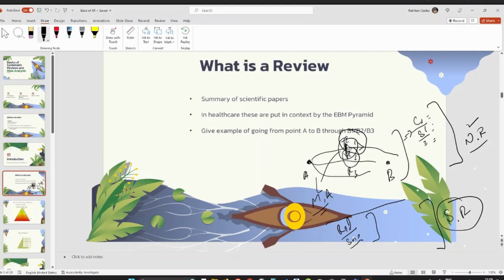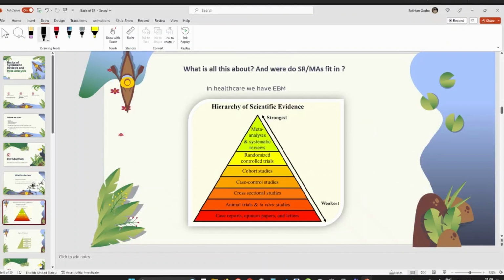So as far as summarizing evidence in healthcare is concerned, we'll summarize scientific papers. As simple as that. For scientific papers, we will summarize the evidence. As far as healthcare is concerned, we have lots of different evidence, which starts from weakest to strongest, which is given in this hierarchy of evidence pyramid.